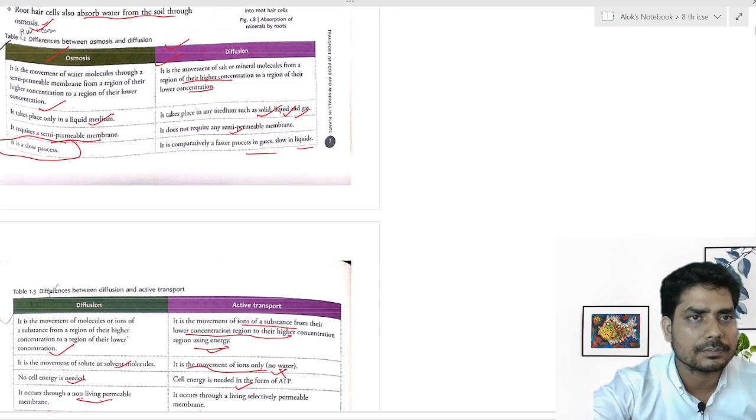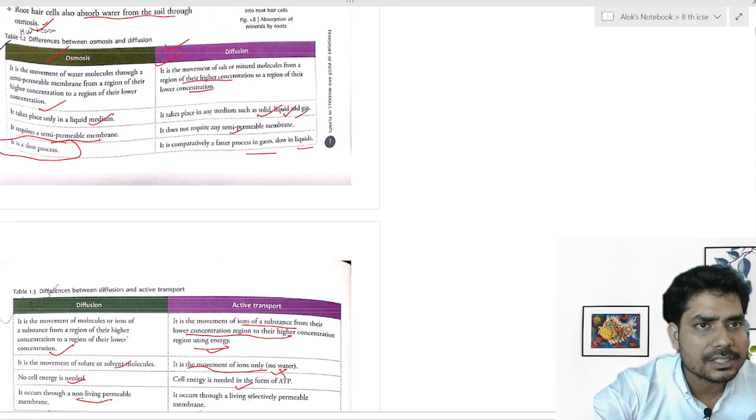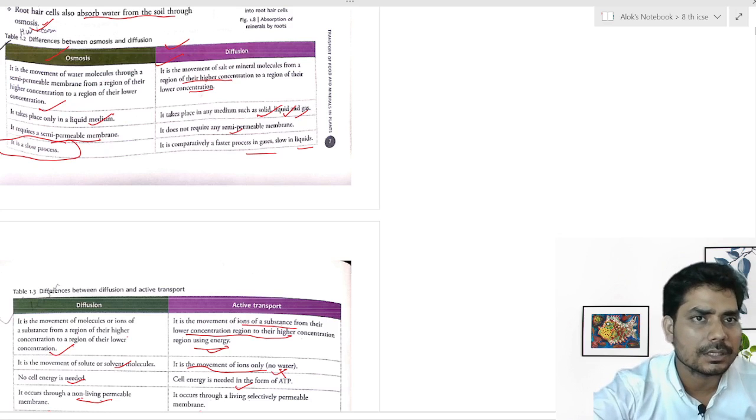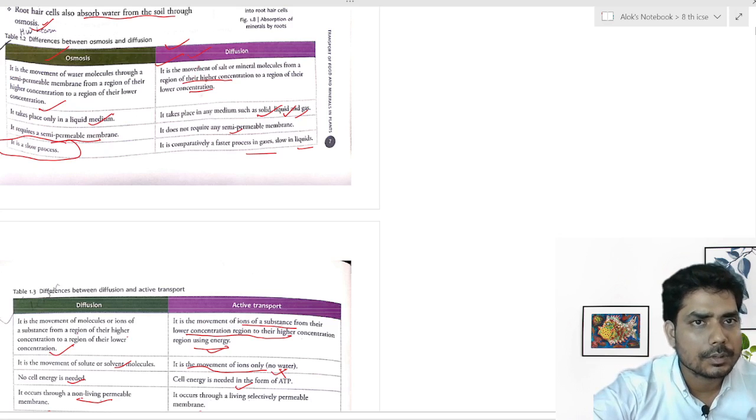So we will learn the difference between osmosis and diffusion. Osmosis, as you know, is the movement of water molecules through a semi-permeable membrane from a region of higher concentration to a region of lower concentration. Similarly, diffusion is the movement of mineral molecules from a region of higher concentration to a region of lower concentration. Diffusion takes place in a permeable membrane.